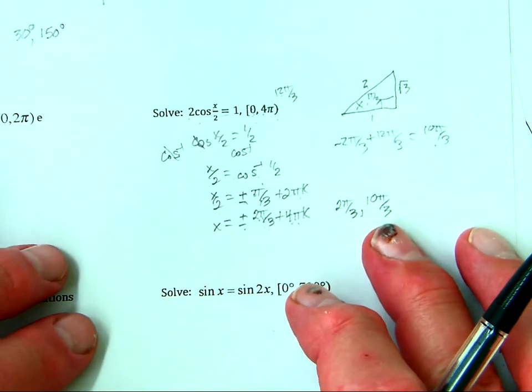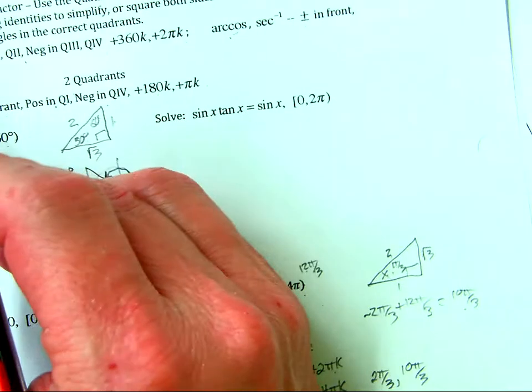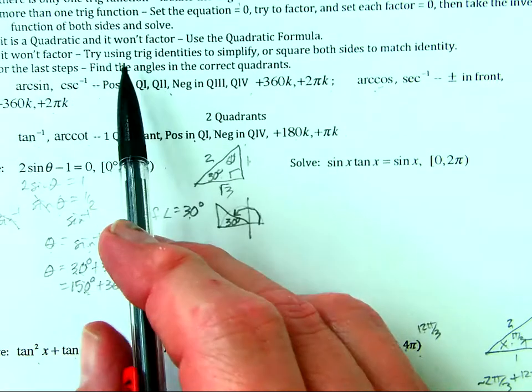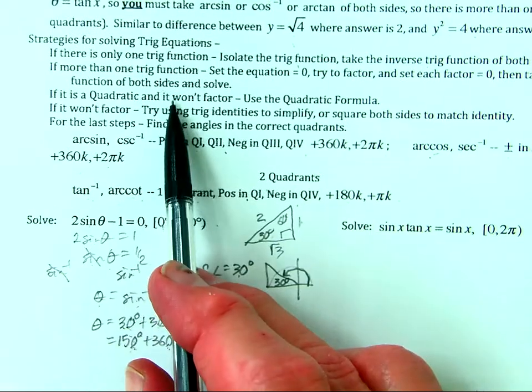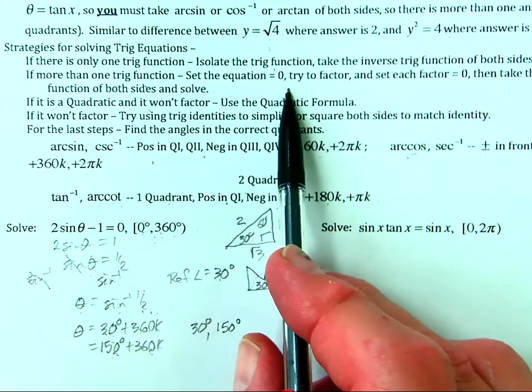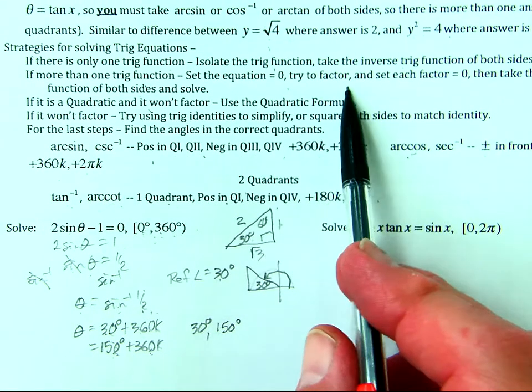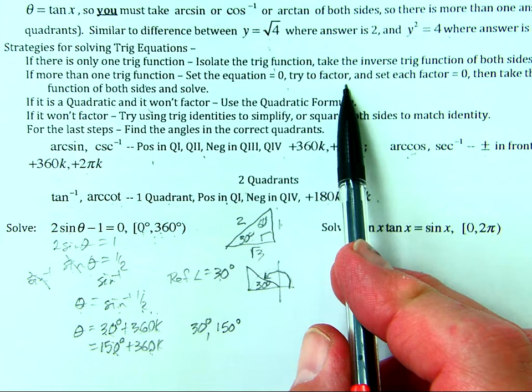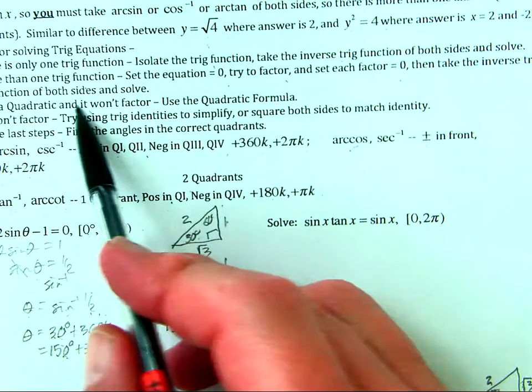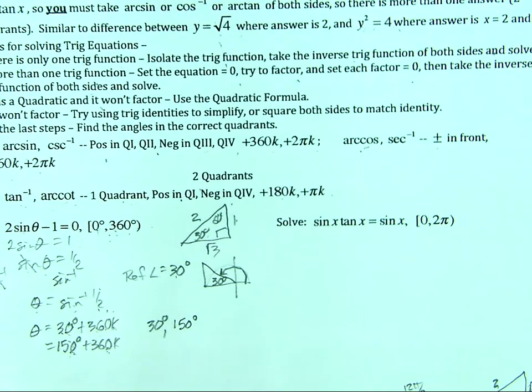All right? Now, what if there's more than one trig function? So it's the second option here. If there's more than one trig function, you want to get it equal to 0. See if you can factor it. If you can, set each factor equal to 0 and then take the inverse trig function and solve.